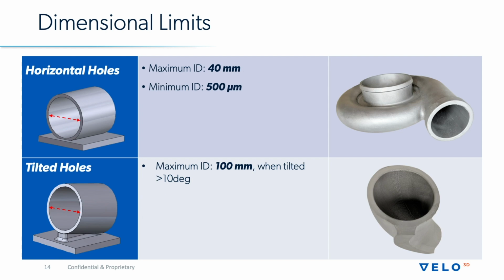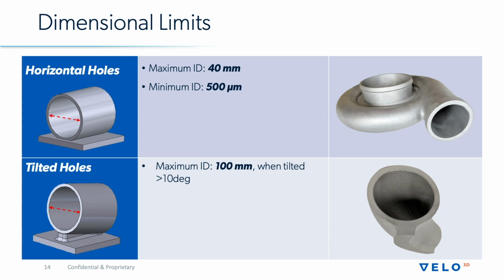Okay, moving on to holes or tilted tubes. Our maximum ID that we can achieve without supporting the ID of a horizontal tube is 40 millimeters. The minimum ID of a small hole that we can achieve is about 500 microns. This is currently being pushed down. I list this spec because we can do this confidently and we can do it with high fidelity.